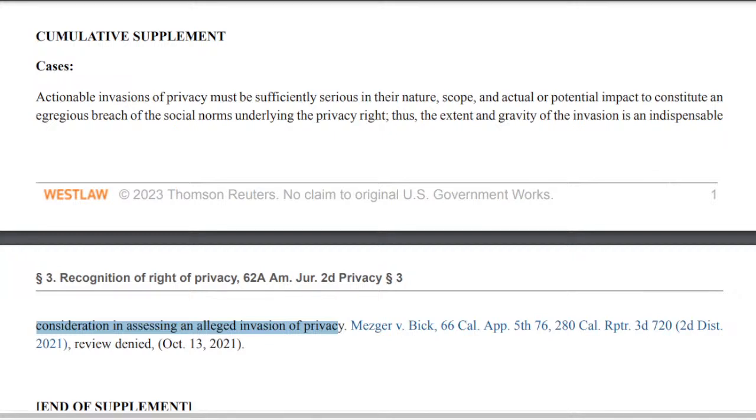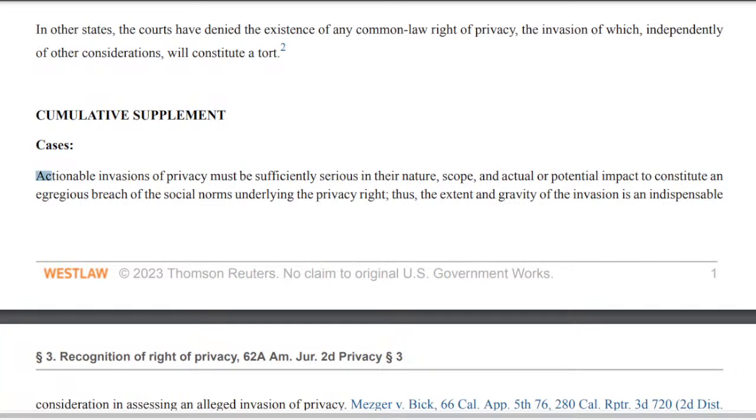So that's a pretty good case here to look at. Here is Mesger versus Bick, and that's 2021, California. So very recent, October 13th, 2021, review denied. Interesting. So again, the actionable is a mouthful here, but let's try to break this down so it makes sense. All right, so we got actionable invasions of privacy. Must be sufficiently serious in their nature, scope, and actual or potential impact. So let's break this down.